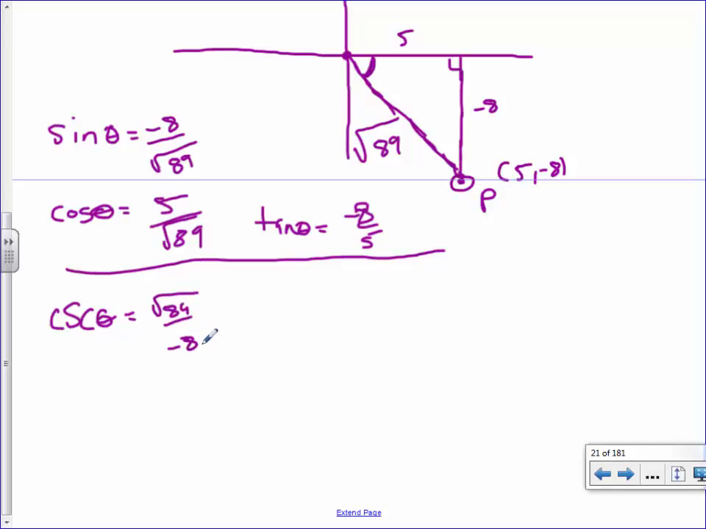And then cosine has a reciprocal which is called secant. And same thing, just flip it upside down, so make it root 89 over 5. And tan has a reciprocal called cotan. And that would be 5 over -8. And basically these are the 6 ways that you can write any two sides on top of each other. So it could be A over B, B over C, A over C, or you can flip them all upside down the other way too. These are the only 6 possibilities we have. You guys recall doing that?